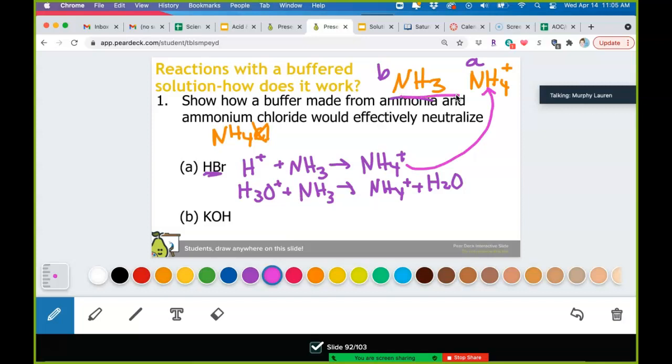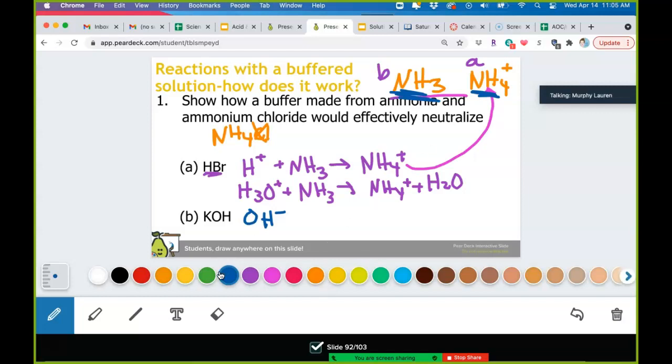So now I have this buffer, and instead I'm going to add potassium hydroxide. What am I trying to tell you I'm adding? Hydroxide, strong base. Which part of the buffer, this is my buffer right here, the ammonia and the ammonium chloride. Where's the chloride? Who cares? Okay, here's my buffer. Who's the base going to react with in the buffer?